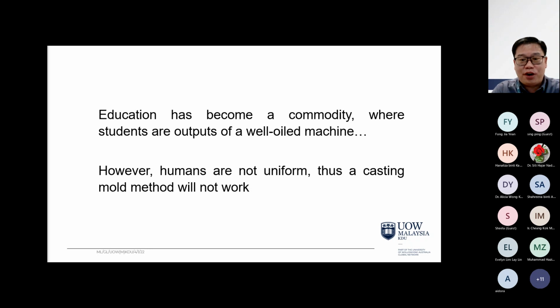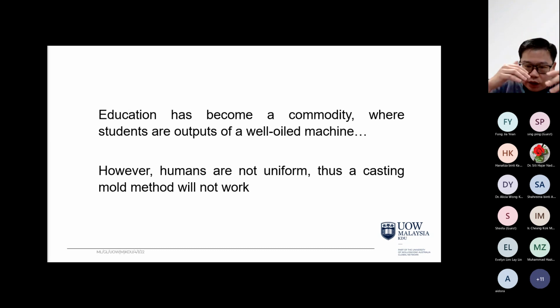However, humans are not uniform, definitely. Thus, a casting mold method will not work. That is one thing that I would like to stress, because we are all different. All your students are different. Some of your students will require different methods to ensure the outcome itself. Some individuals, you tell them one time, they will learn, they will comprehend, they will deliver. Some students, you tell them even 3 times, they still do not comprehend. So as we normally do, if they don't understand and you need to sing to them, then you sing to them. All right. Basically, that is how it is.